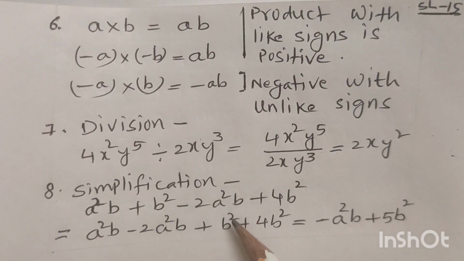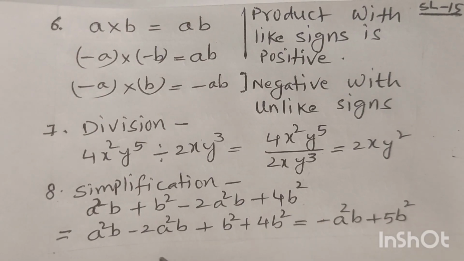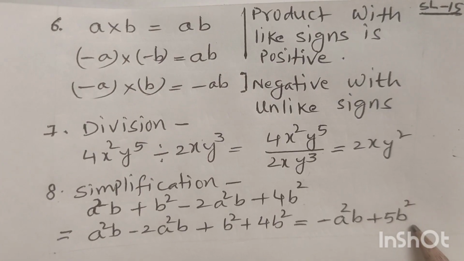This is another example of simplification with addition and subtraction. Now in this expression there are 4 terms. We have grouped together the like terms. This and this have same literals a square b. And b square and 4b square have been kept together. They are like terms. After adding and subtracting, we get this: minus a square b plus 5b square.